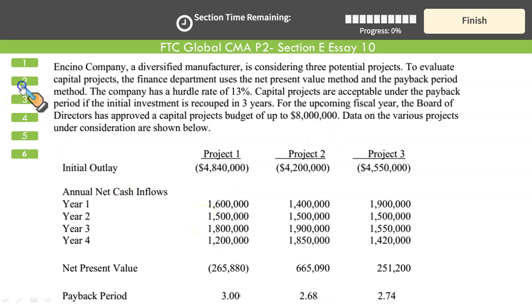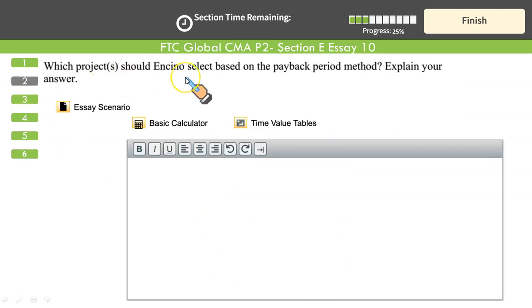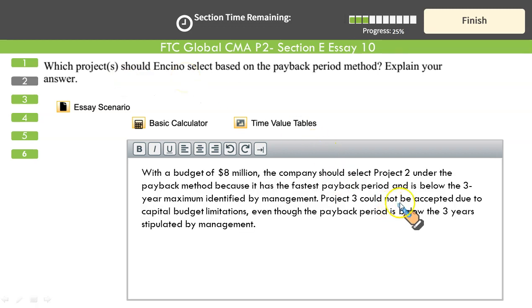Project 2, that's your answer. So which project should Encino select based on the payback period? Of course, 2.68, less than 3 years. So we will go for project 2. Project 3 is taking a little more time, but its NPV is lower. Since project 2 is taking less time to pay itself off, the investment would be recouped earlier, so we go for project 2.